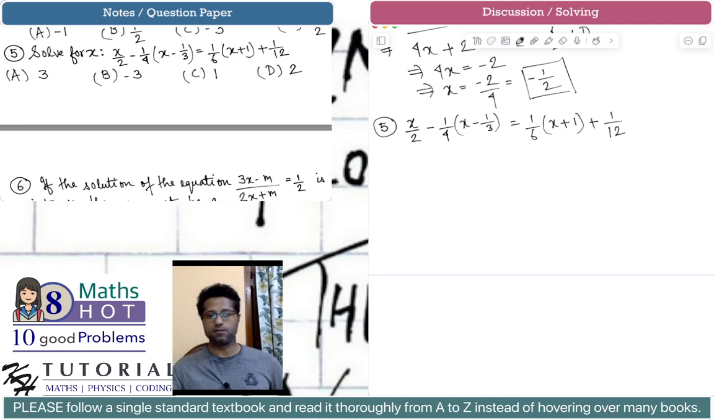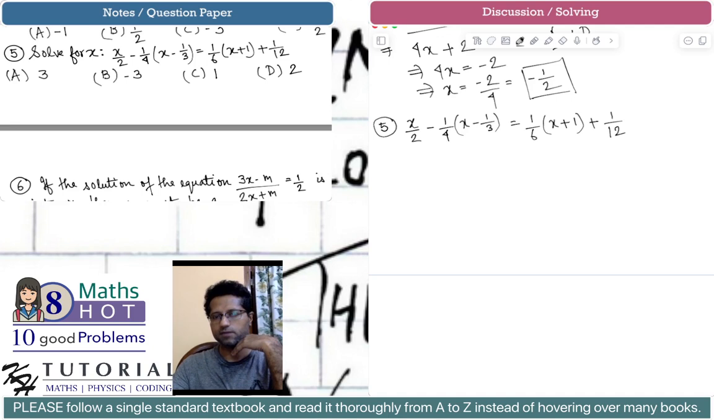X by 2 is a rational term. 1/4 of x minus 1 by 3 is a rational term. On the right hand side, 1/6 of x plus 1 is a rational term, and plus 1 by 12 is also a rational term. Now there are two ways you can solve this equation. First, if you are comfortable with addition and subtraction of rational numbers, then you can simply proceed by taking all the x terms to the left hand side and all the constant terms to the right hand side, and then you will have to add up the like terms, that is the x terms, and add up the right hand side constants. In that, you will need to have a good concept of addition and subtraction of rational numbers, and then you can solve it.